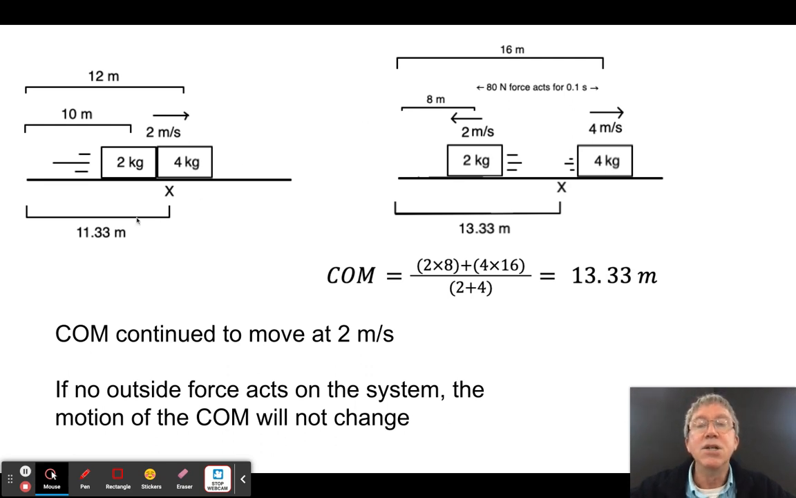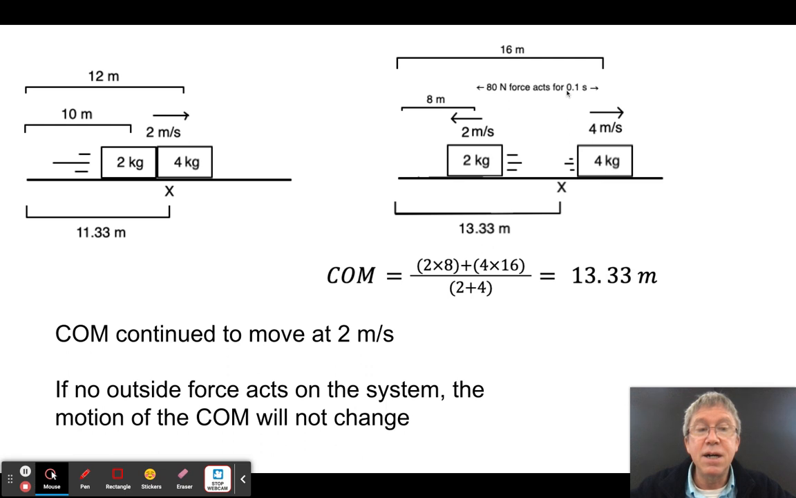Okay, ready? So everything's the same. I start off with the same two masses. I start off with the center of mass at 11.3 like it was before. But here's the difference. At this point, it's now moving 2 meters per second. So at this moment, its center of mass was here, but it's moving 2 meters per second. So it's going to keep moving 2 meters per second, as you're going to see.